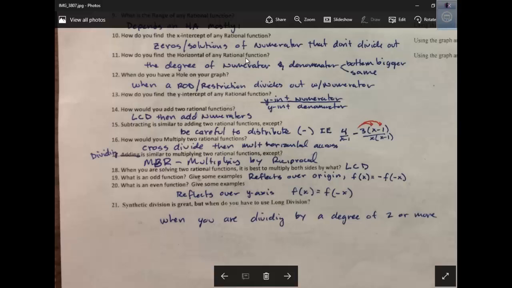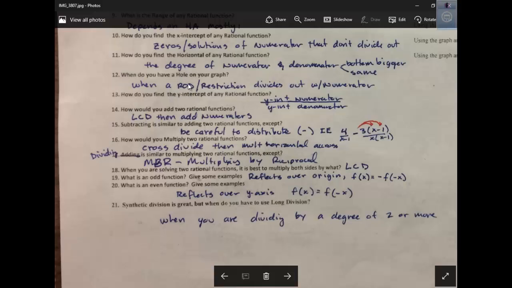Horizontal of any rational. I'm not sure what that is asking. It says the degree of the numerator and the degree of the denominator. So if the bottom is bigger versus the same, that's how you can tell if it's going to be a horizontal asymptote. Okay, so bottom is bigger, it's y equals 0, and if they're the same, it's the coefficients.